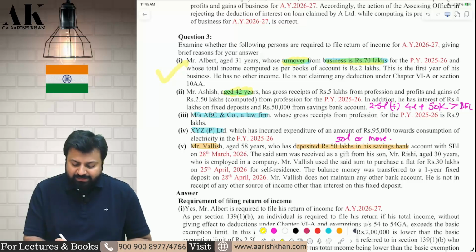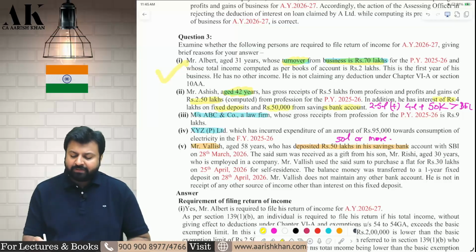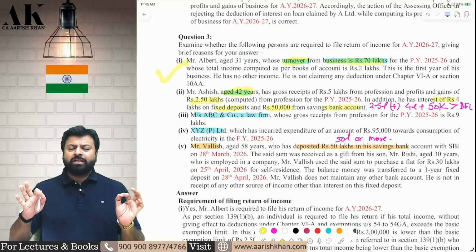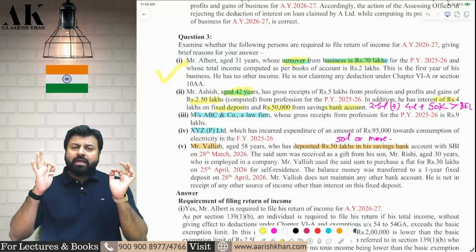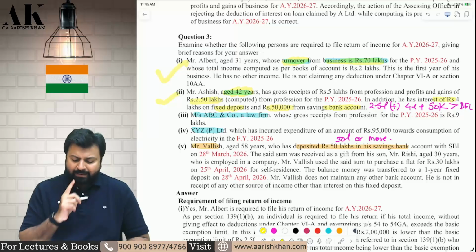Second, Mr. Aarish is earning a lot of income. First, he is earning 2.5 lakhs from profession. Then he is earning 4 lakh from interest on fixed deposit. Then he is earning another 50,000 from saving bank. Therefore, definitely his total income exceeds the basic exemption limit. Therefore, Aarish is liable to file the income tax return.